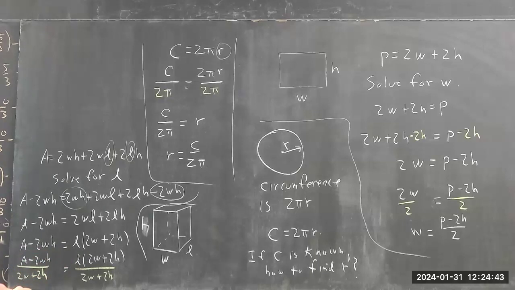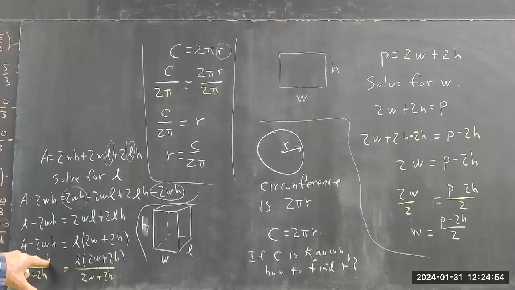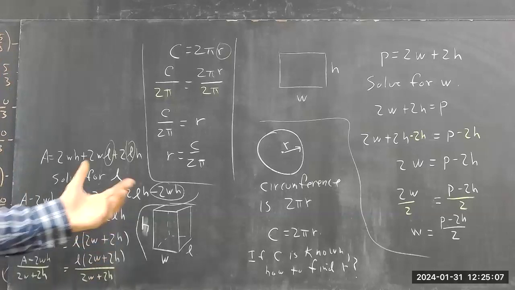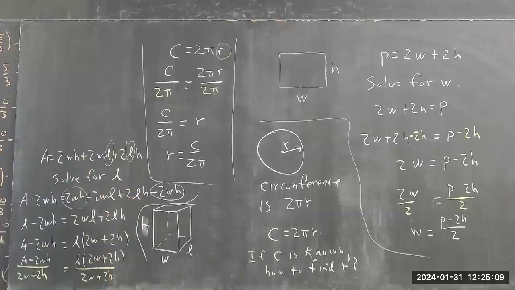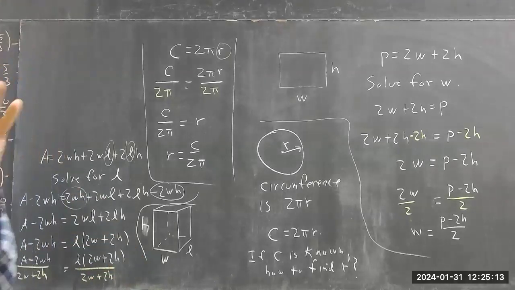Now, fair warning, you can't cancel this H with this H because this H is not a factor of the denominator. It's not something that's multiplied through in the denominator. And this H is not a factor of the numerator. This is where we really get into problems with canceling, because people want to cancel this H and cancel this W with this W and cancel all these twos. And it doesn't work. So that becomes a problem. So that's just fair warning.